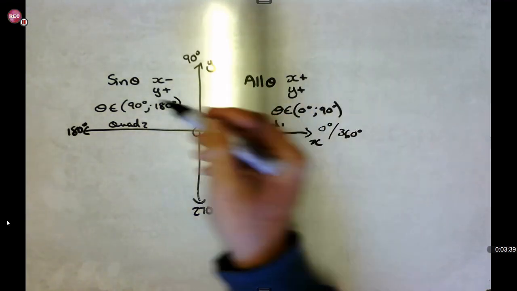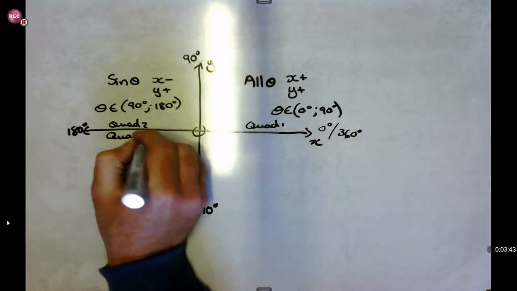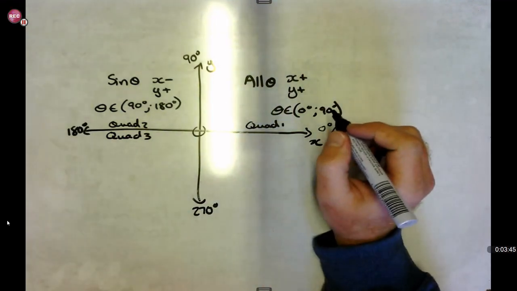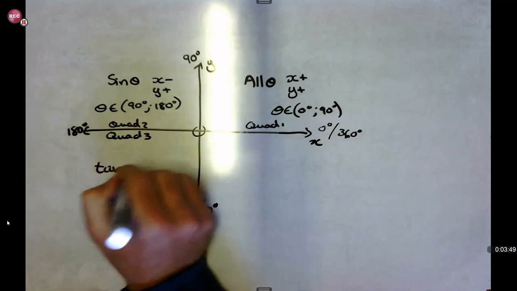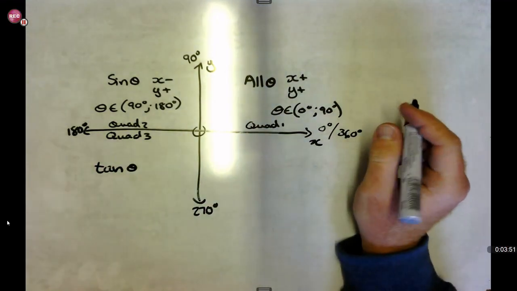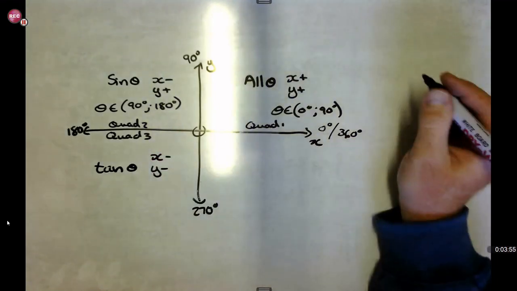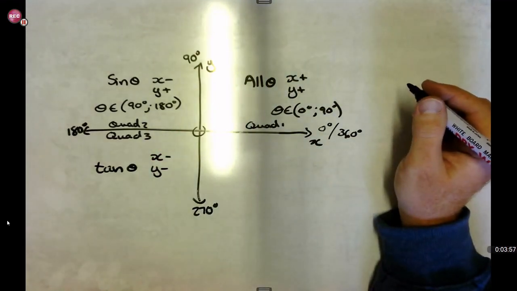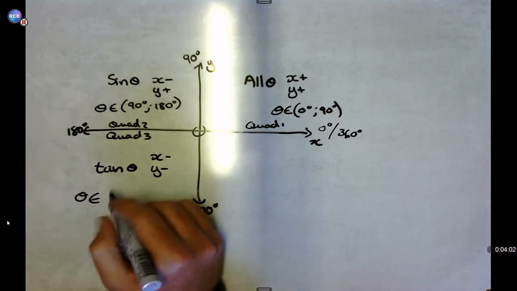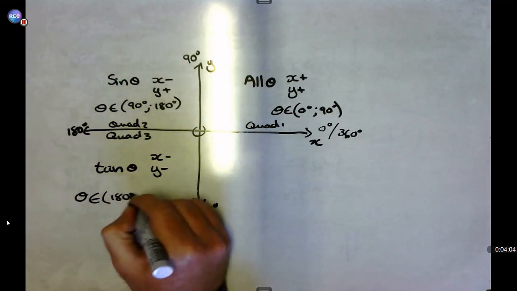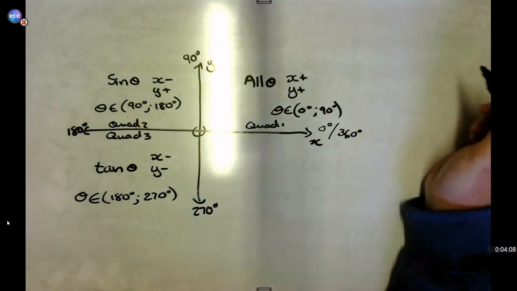Then, as we move on to quadrant number 3, so quad 3, there we go, you need to understand that tan favors this one. Okay, tan favors this quad, and also that x is negative and y is also negative in this quad. Okay. Then your range over here would be between 180 and 270 degrees.